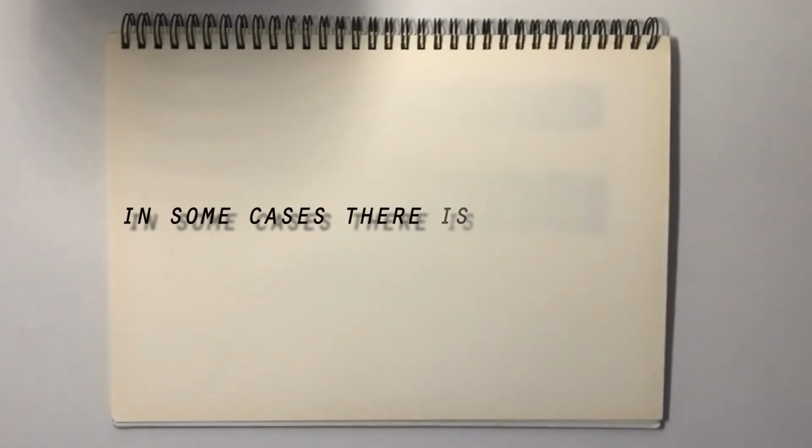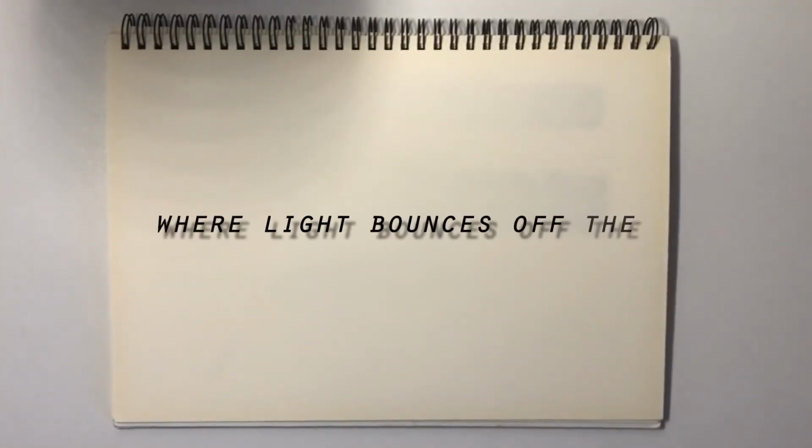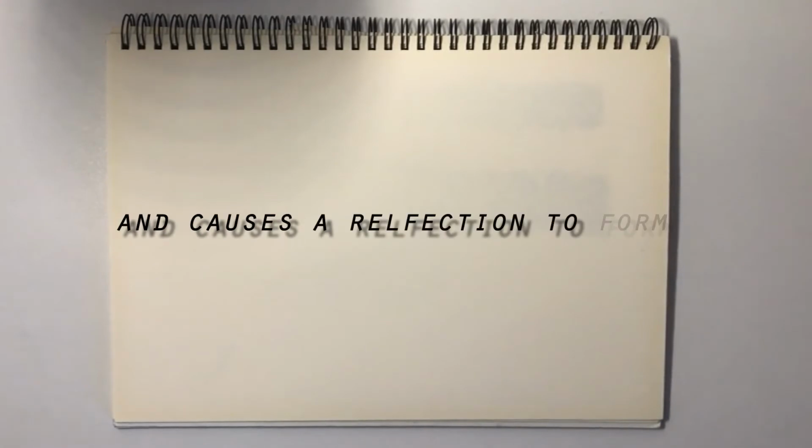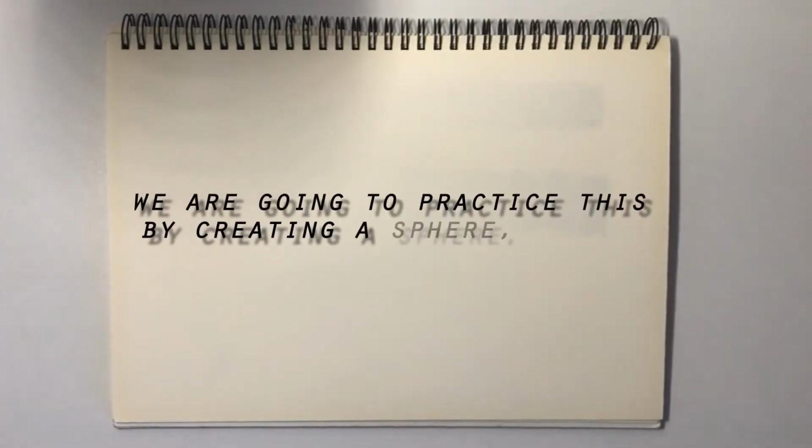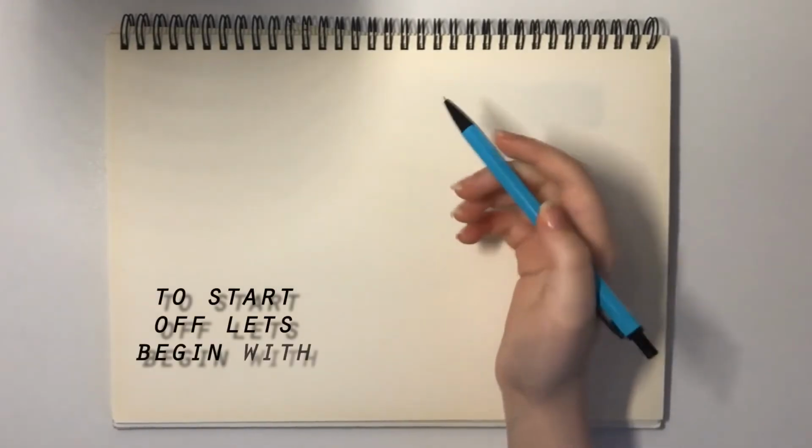In some cases, there's a reflected highlight where light bounces off the surrounding area and causes a reflection to form on the form. We are going to practice this by creating a sphere, a cube, and a cylinder. To start off, let's begin with the sphere.